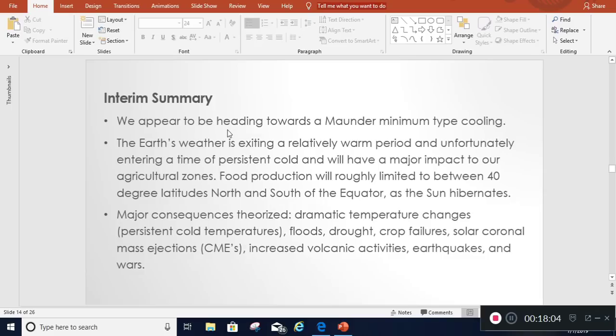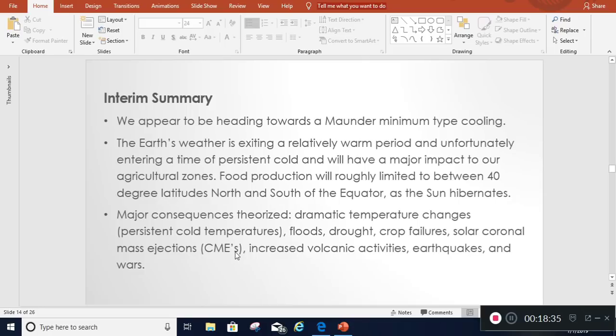So here's an interim summary. We appear to be heading towards a moderate minimum type cooling. The Earth's weather is exiting a relatively warm period and unfortunately entering a time of persistent cold, and it will have a major impact on our agricultural zones. Food production will roughly be limited to between 40 degrees latitude north and south of the equator as the sun hibernates. Major consequences theorized: dramatic temperature changes, persistent cold temperatures, floods, drought, crop failures, solar coronal mass ejections.